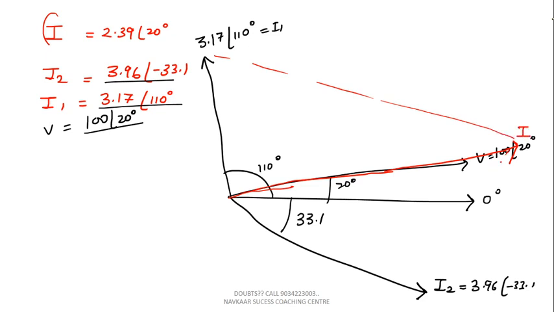Across this current I we are having two components. One is I1 and another one is I2. I value is how much? 2.39 angle 20 degree. For this phasor diagram, you should know the basics actually. If you know the basics, then you can draw it easily.